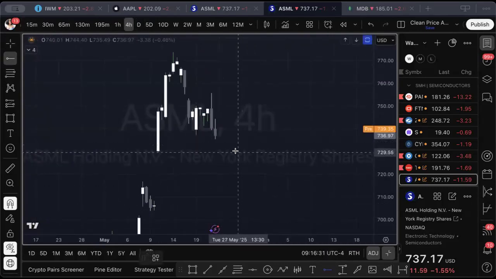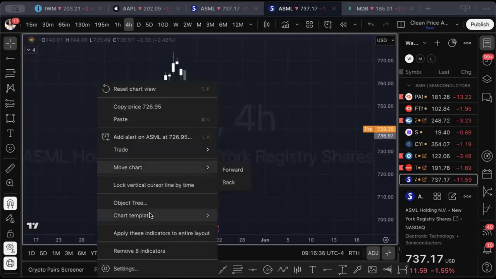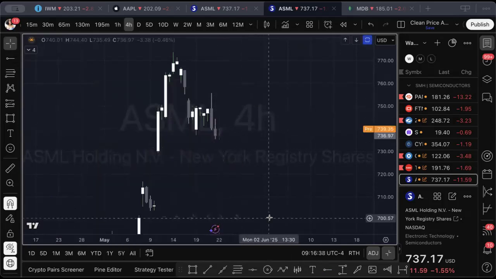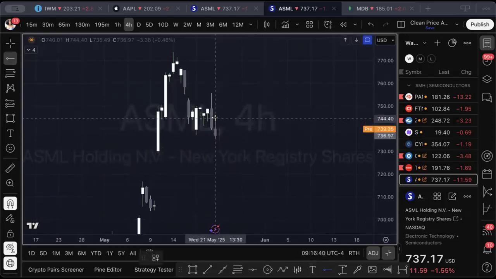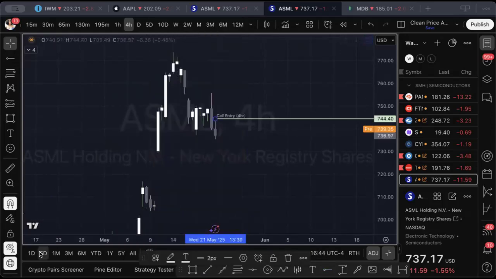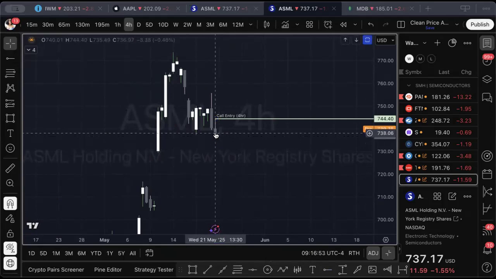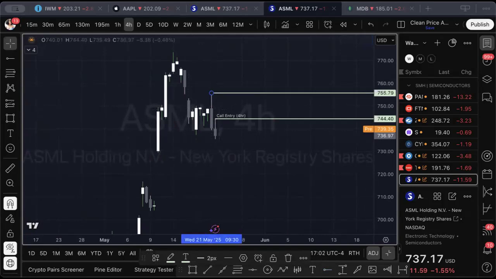Off of the 4 hour, we do get a call entry. So let's go ahead and map this thing right on out. We're going to put our call entry here. We found it on the 4 hour, so we're going to label it 4 hour call entry. And then now we need to get a gauge for our magnitude to the upside. So let's see what we have here. So we're looking at 756.58 to the upside.